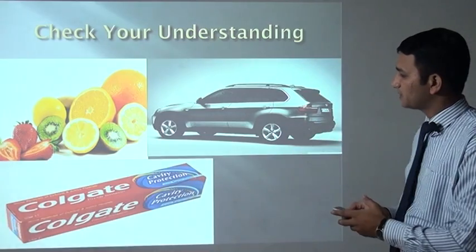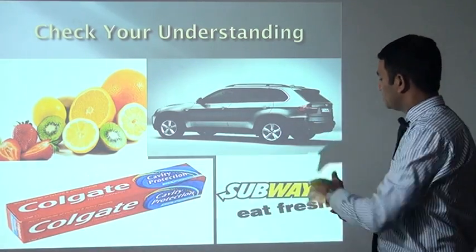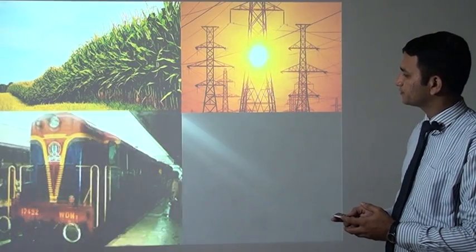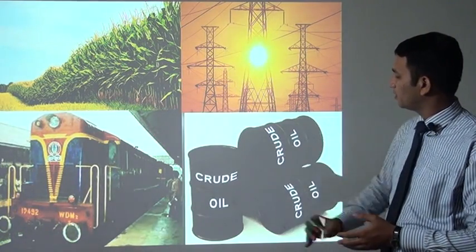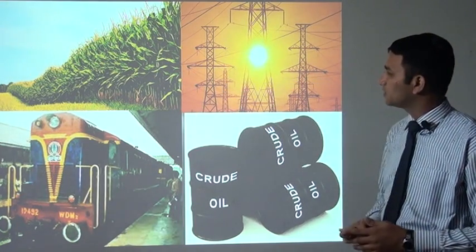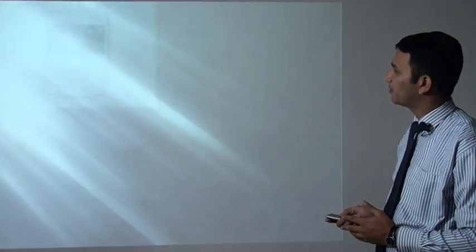Some of the pictures, right: Colgate, Subway, these are some pictures. Railway, crude oil, electricity, crop: these are pictures of different segments.